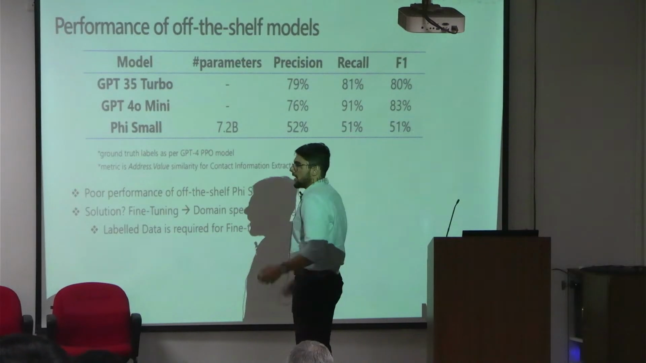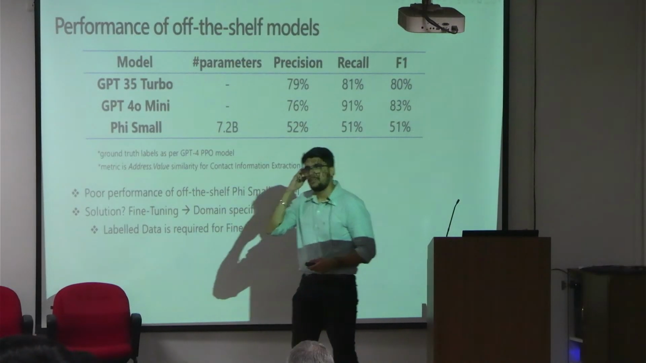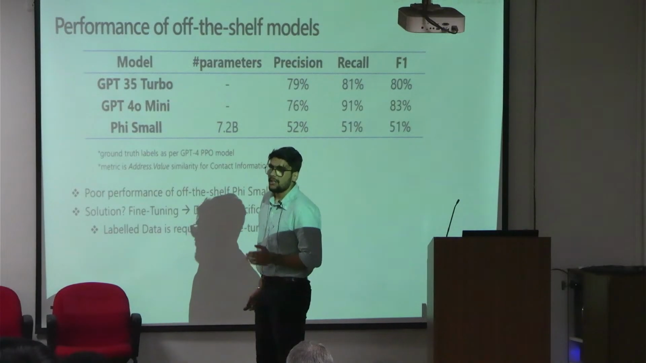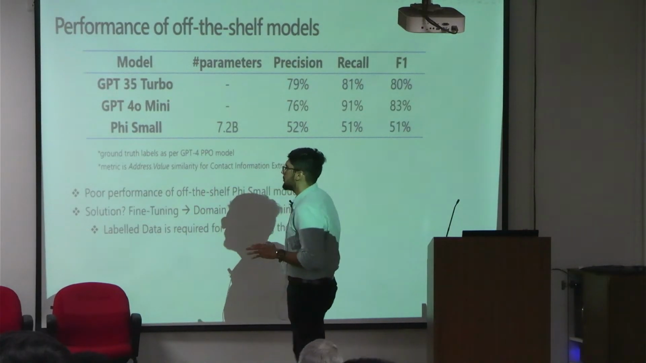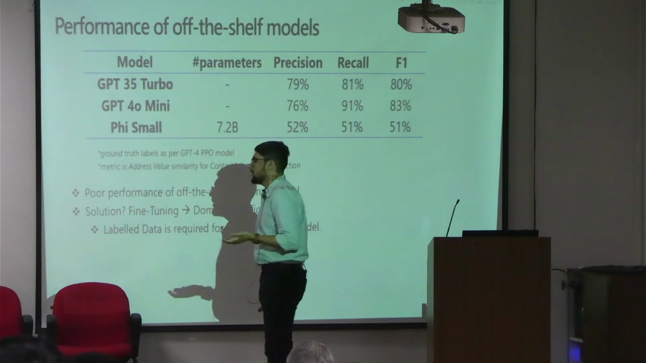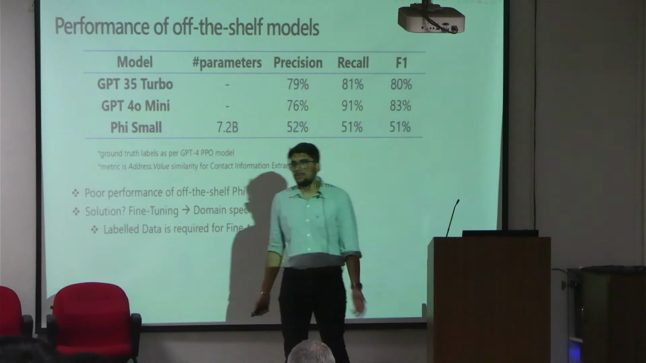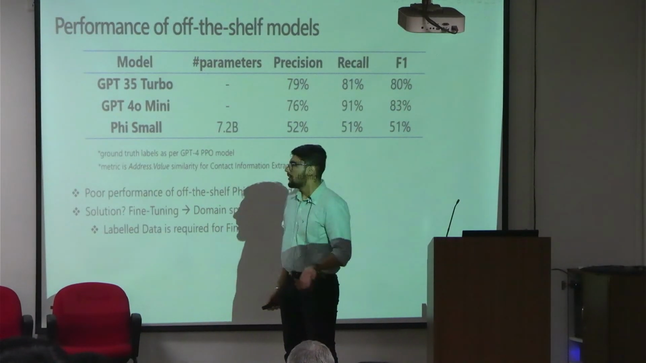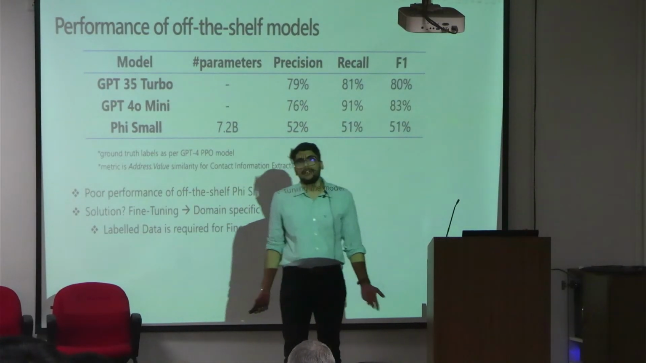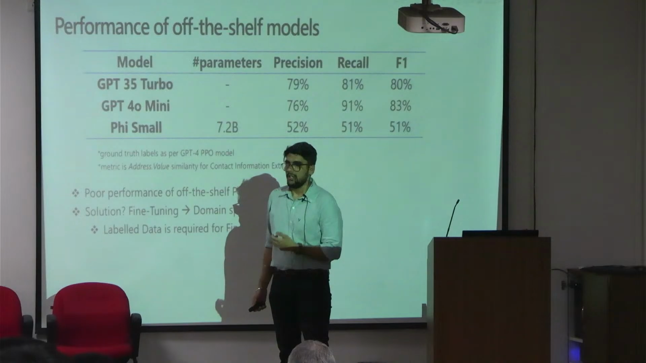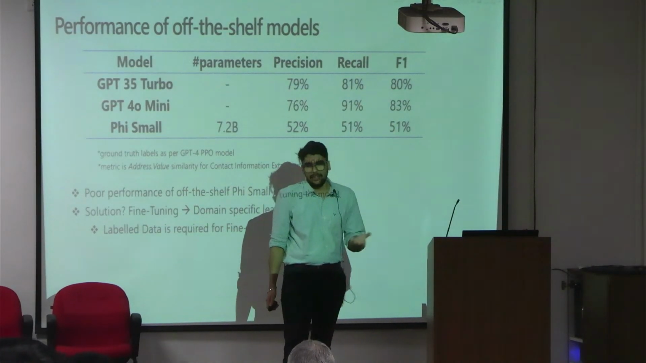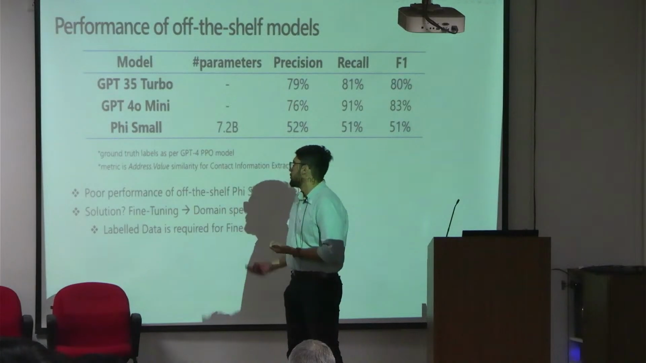However, when we tried directly with the Phi small model, we got around 50% F1 score, which was a significant drop. A 30% drop was not expected. So the thought process behind it was that we can probably fine tune it, but for that we need domain specific learning. And what I mean by that is simply that we need labeled data to fine tune a model so that it understands what exactly address means, and that's how we proceeded.